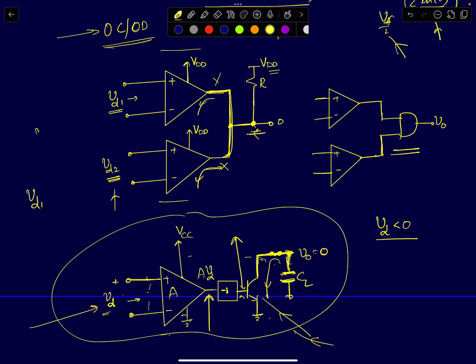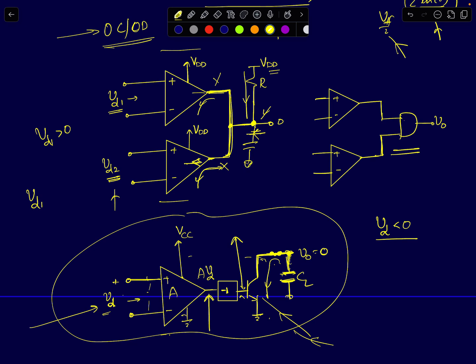Which means VD1 should be greater than 0, then the triangle transistor in this comparator will be cut off, and this comparator's output is also trying to charge this node to VDD, which means the final discharging stage transistor in this comparator is also cut off. So then you have a proper path for charging the output node.